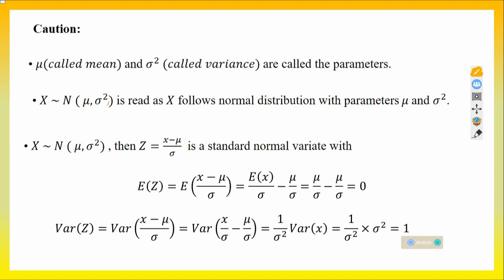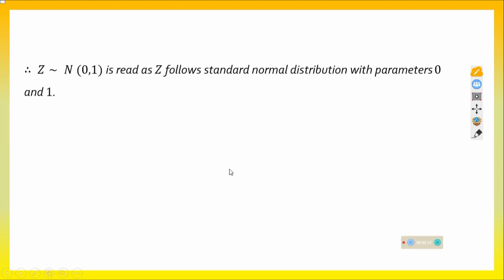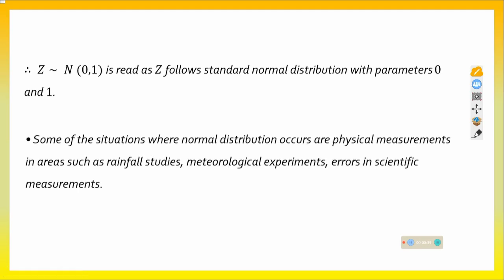Having obtained the expectation of z and the variance of z, for which z is x minus mu upon sigma, we can now conclude that z follows a normal distribution with parameters 0 and 1, where 0 is representing the mean and 1 is representing what we call the variance. So we have got some of the situations where normal distribution occurs.